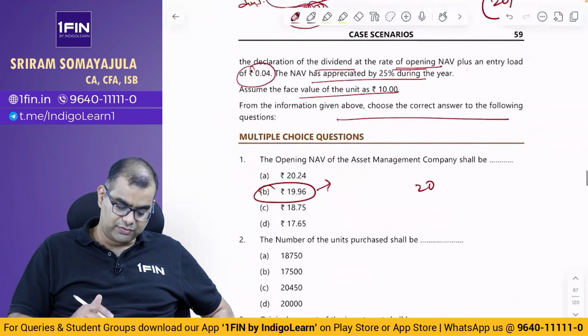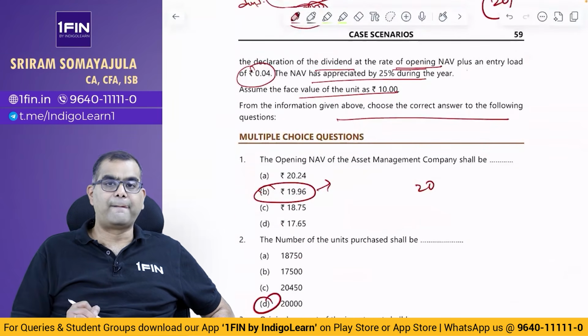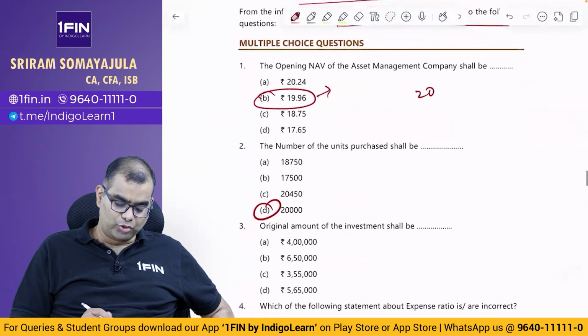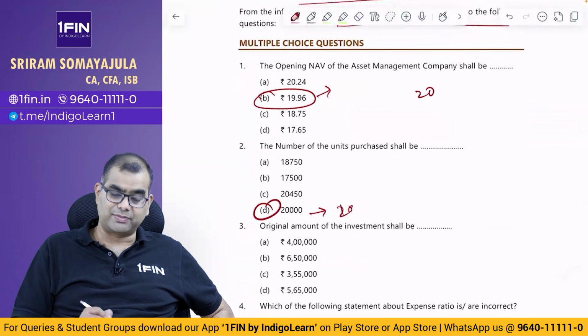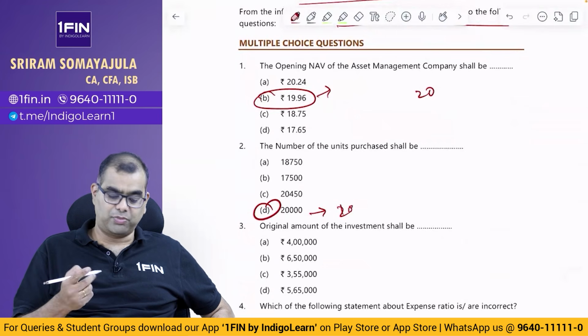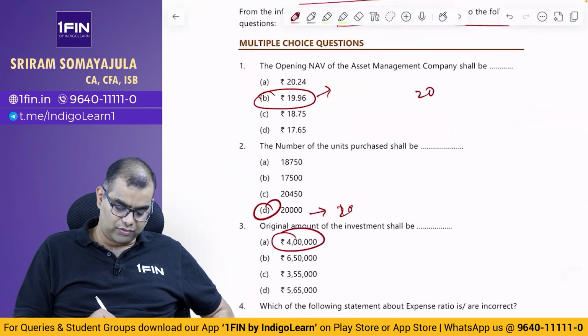So what is the question? Number of units purchased? 20,000. Tricky and unique question, right? Original amount of investment. So he invested 20,000 units at 20 rupees because 19.96 plus 0.04. So he invested initially 4 lakhs.